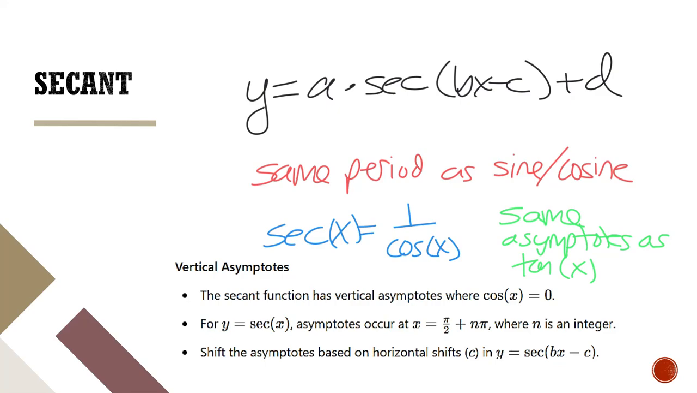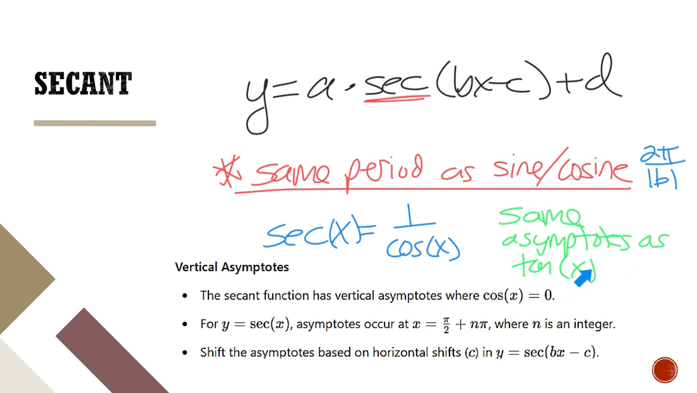So we're going to talk about secant and cosecant here. Secant, again, just replace with secant here, same bx minus c plus d. This has the same period as sine and cosine, so it's 2 pi over the absolute value of b again. So if you don't have that written down for the other one, it's 2 pi over the absolute value of b. The asymptotes are actually exactly the same as tangent.